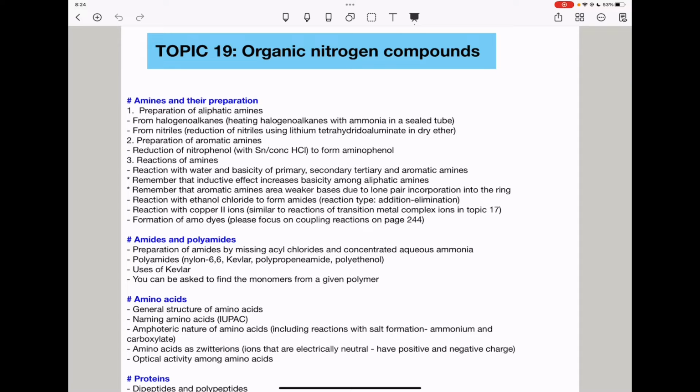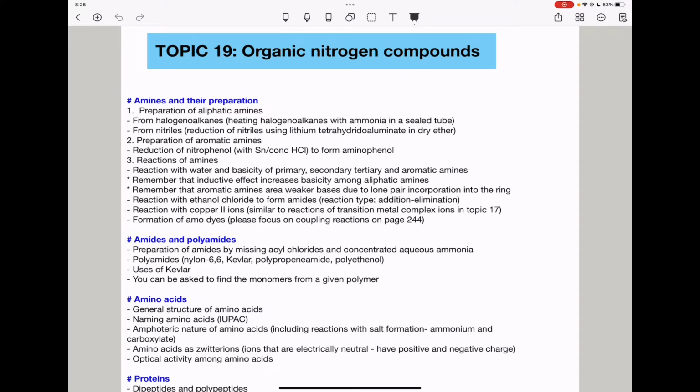Fully understand preparation of aliphatic amines. An example, we could produce them from halogenoalkanes by heating the halogenoalkanes with ammonia in a sealed tube. Ensure you understand the equations for this reaction. You could also produce these aliphatic amines from nitriles. Reduction of nitriles using lithium tetrahydridoaluminate in dry ether.